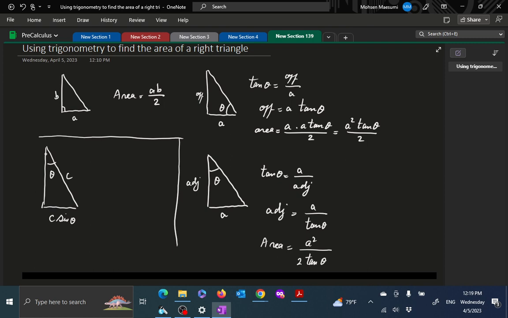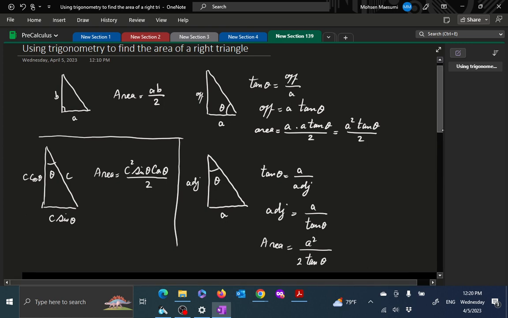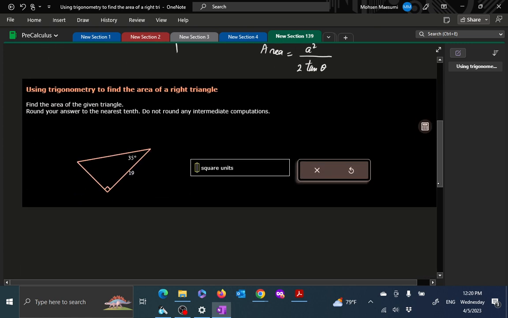Adjacent divided by hypotenuse will be cosine of theta. Therefore, this is going to be C times cosine of theta. In this case, the area, the product of the two legs, is going to be C squared times sine of theta cosine of theta divided by 2. So that would be a third possibility in case you come across it. Let's go ahead and apply this idea.